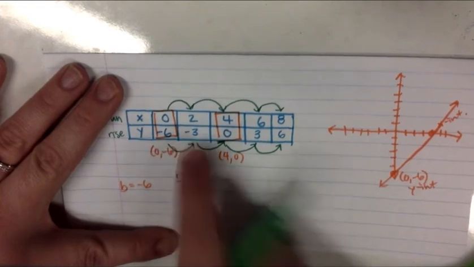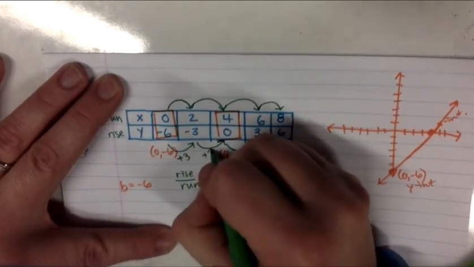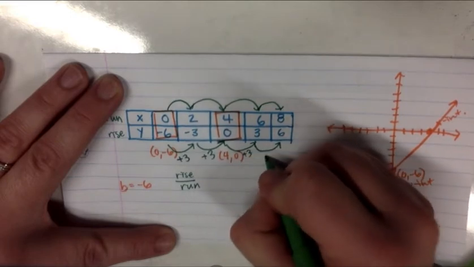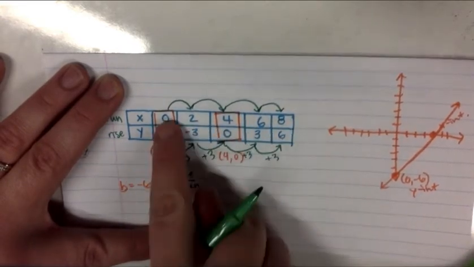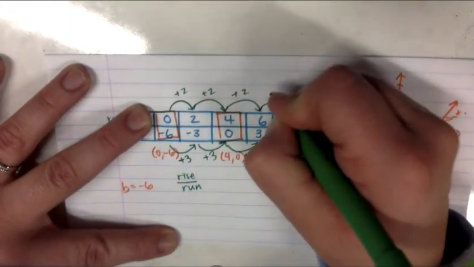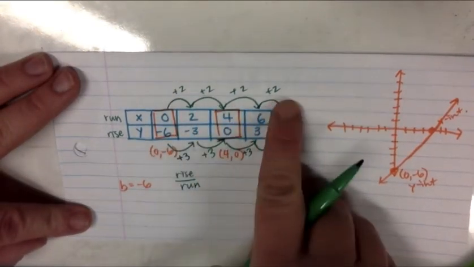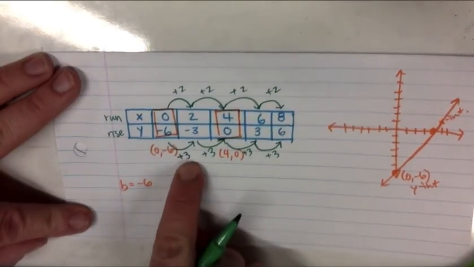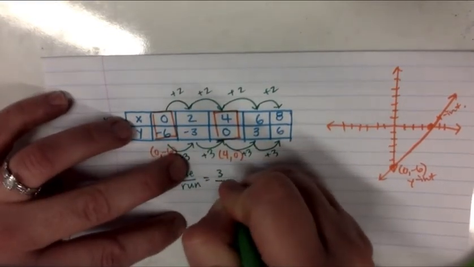So -6 to -3, I'm increasing by 3. -3 to 0, I'm increasing by 3. Increasing by 3 every single time. If I look at my x values, I'm increasing by 2, plus 2, plus 2, plus 2, increasing by 2 every single time. So when I look at this, my rise is 3 over a run of 2, so my slope is 3 over 2.